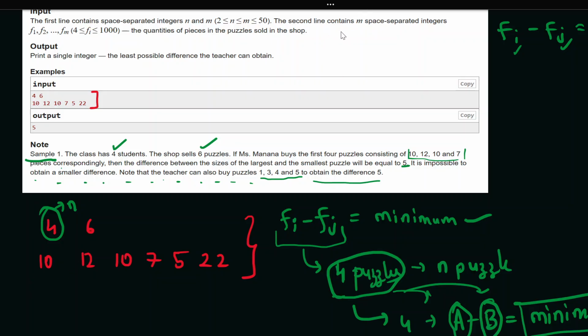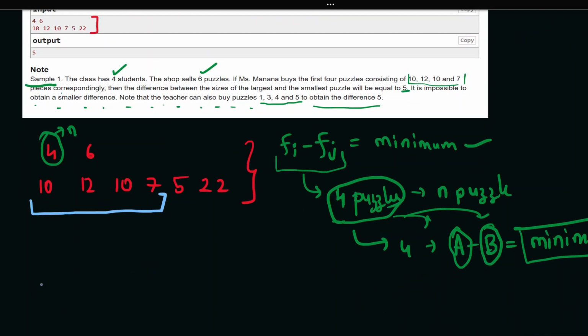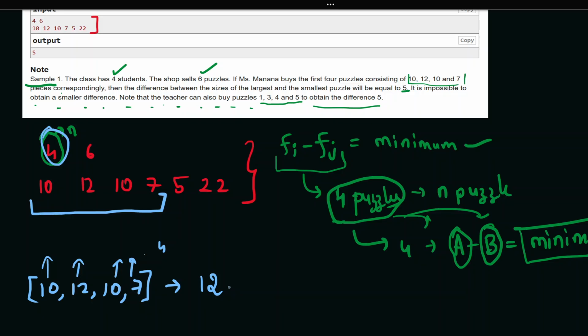Let's take these 4, right? So what will it be? We have 10, we have 12, we have 10 again, we have 7. We chose 4, so each puzzle will go to one student. That is why we picked 4. Here 4 is the number of students. Now from here, what is the maximum value? It is 12. What is the minimum value? It is 7. So what is the value? 5. But 5 might not be the answer. It is an answer, but it might not be the answer.